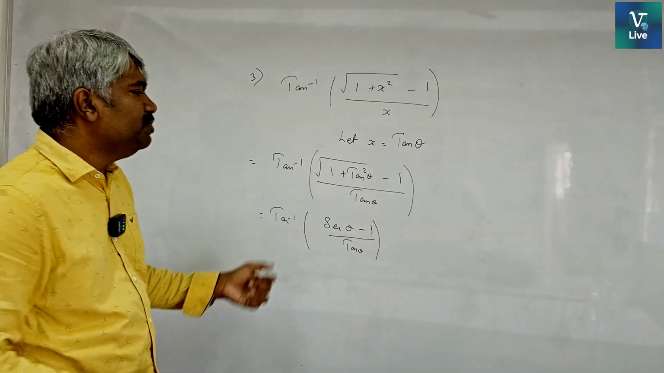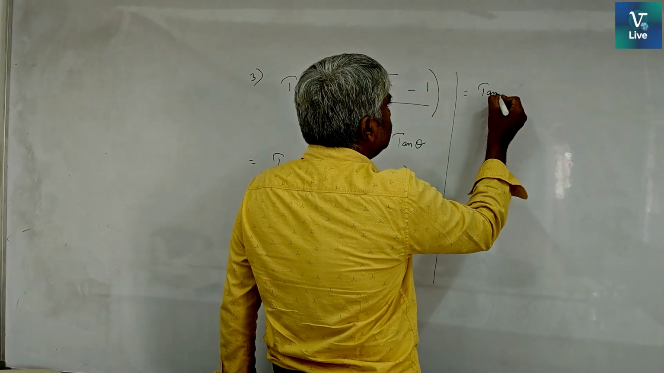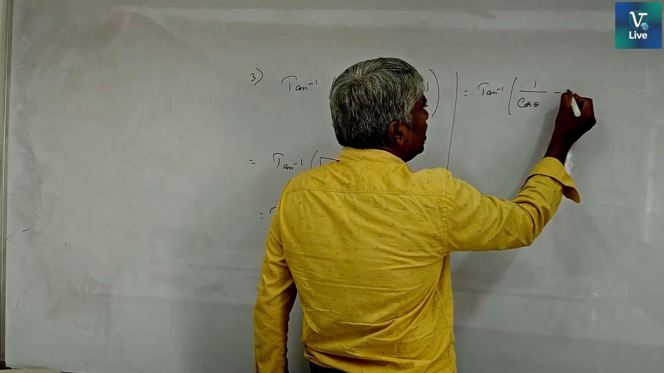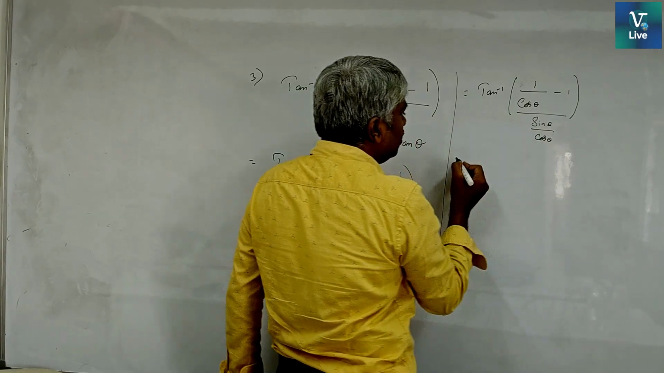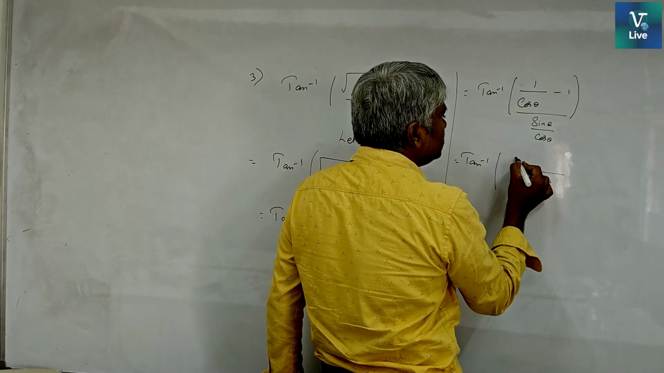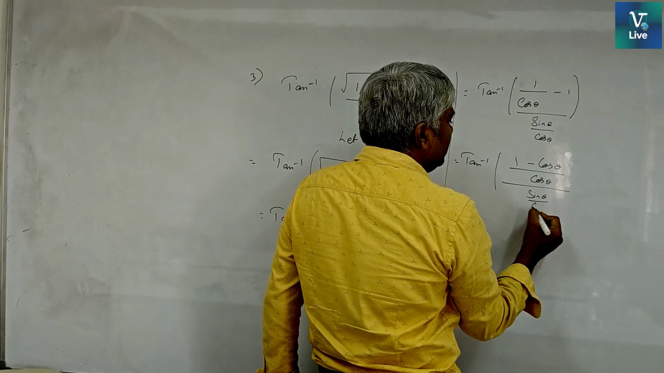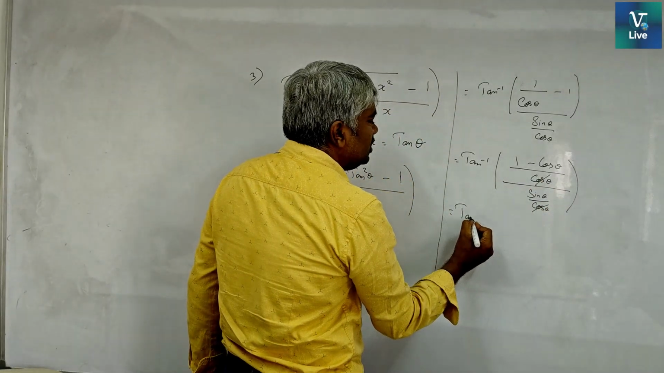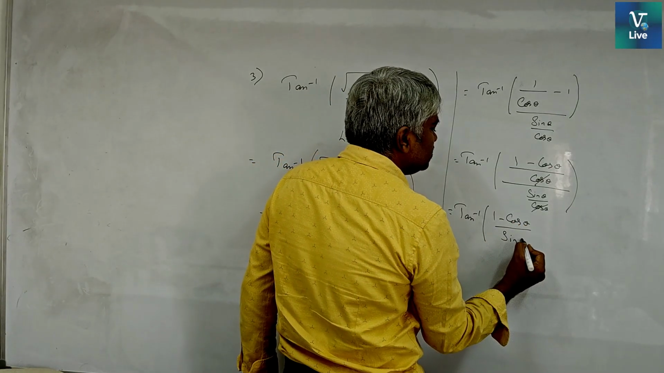Now I'm going to simplify this term, converting each and every term into sine and cos. So tan inverse of secant theta is 1 by cos theta minus 1 divided by sin theta by cos theta. You can take the LCM of the numerator. If you find the LCM of this, which is 1 minus cos theta whole divided by sin theta by cos theta, these two terms will get cancelled. Tan inverse of 1 minus cos theta by sin theta.